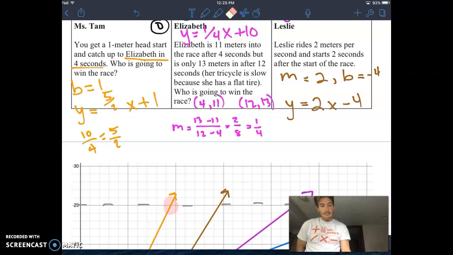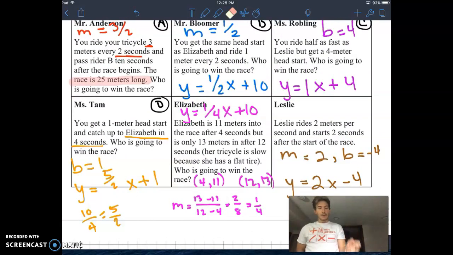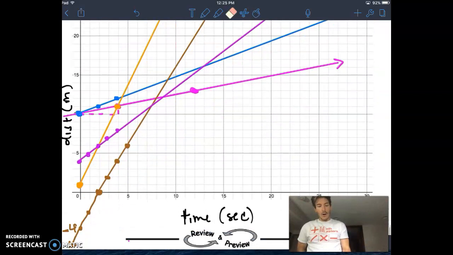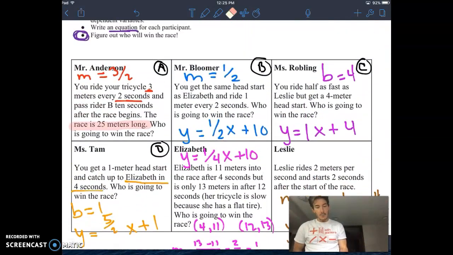All right, we've got Miss Tam's equation. We've got Elizabeth's equations. We've got Leslie's equation. We've got Miss Roebling's equation. We've got Mr. Bloomer's equation. We can see all of them. Right now, it looks like Miss Tam is in the lead, but we're still missing one line. We're missing my line. We're missing Mr. Anderson's line. Let's go ahead and figure this out.